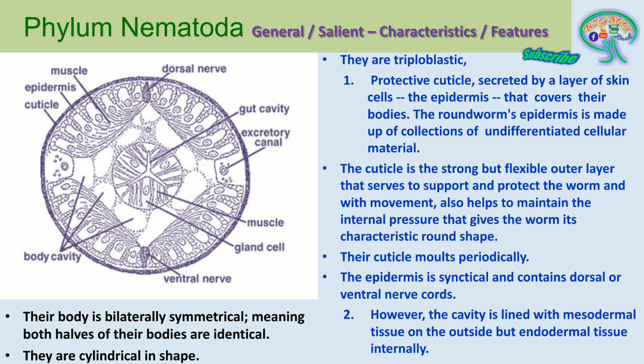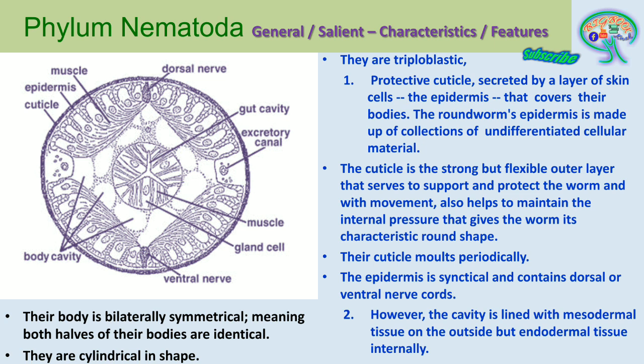So here, whatever the ectoderm will be present, that is called the epidermis, which is going to secrete a skin layer that is going to act as the protective cuticle for the organism. The roundworm's epidermis is made up of collections of undifferentiated cellular material. Undifferentiated cellular material, in the sense that the whole skin or the epidermis is going to be made up of the similar tissue or the layer of the cells or the type of the cells.